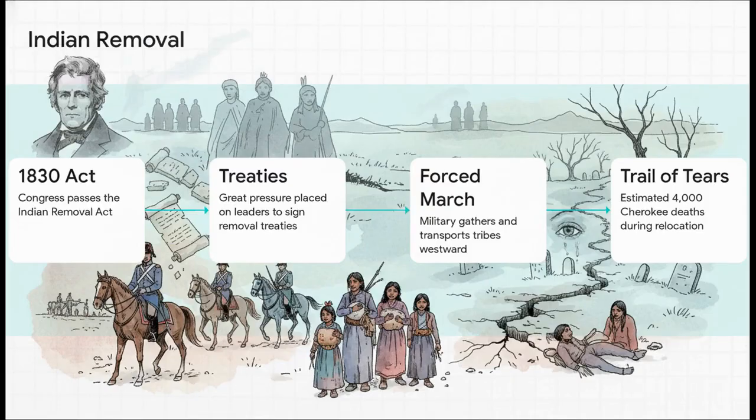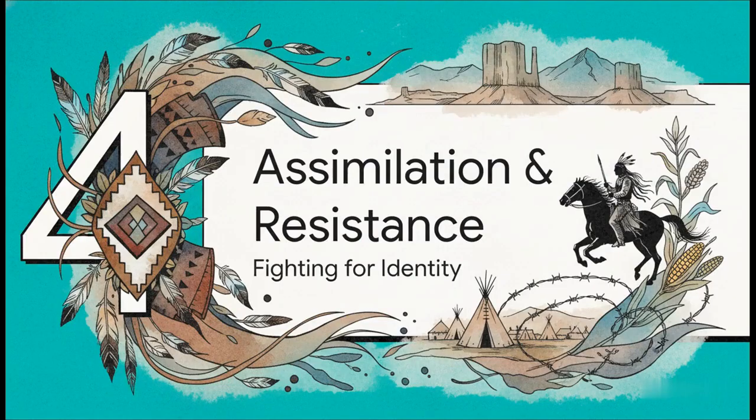This policy systematically forced over 100,000 Native Americans off their ancestral lands in the East, pushing them into designated territory west of the Mississippi. And let's be clear, this was not voluntary. It was forced by the military, and it resulted in unimaginable tragedies. The most well-known is the Trail of Tears, a horrific forced march where an estimated 4,000 Cherokee people died from exposure, disease, and starvation. Which brings us to part 4, assimilation and native resistance.